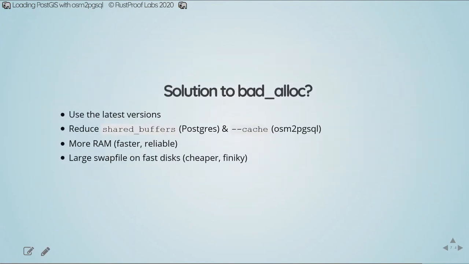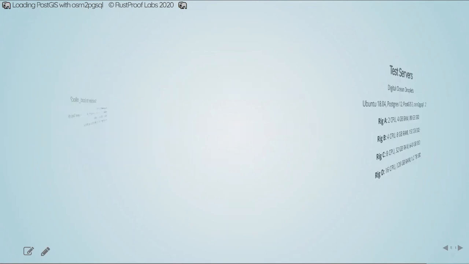Well, one, use the latest versions. 1.2 is more stable than 1, which is more stable than the pre-1.0 versions. So if you can use the latest version, I highly recommend you do. Shared buffers and cache, be more conservative with those. Cut those back and make things run a little slower for the trade-off of stability. But really the best way to get rid of this kind of error and to speed up your processing is to add more RAM. That is the absolute best way to speed this process up.